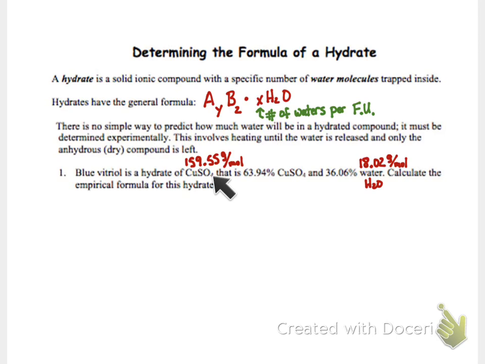Before we get started, you want to figure out the molar mass of your compound, copper(II) sulfate, 159.55, and then the molar mass of water. Water is H2O. It is 18.02 grams per mole. So we're going to assume 100 grams to change our percent symbols to grams, and then we're going to calculate the number of moles.